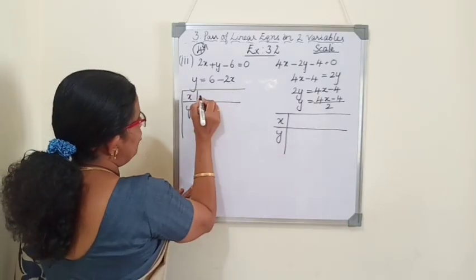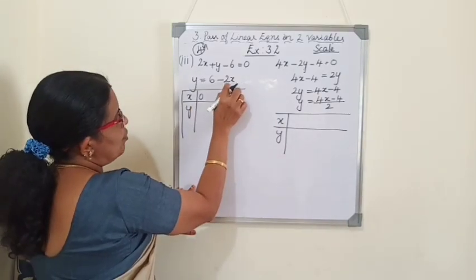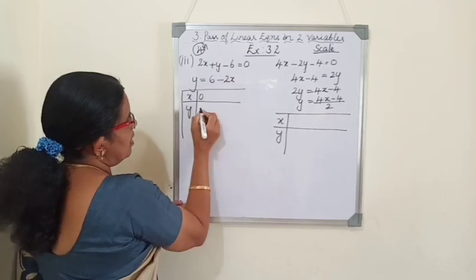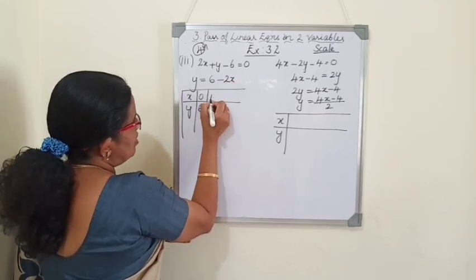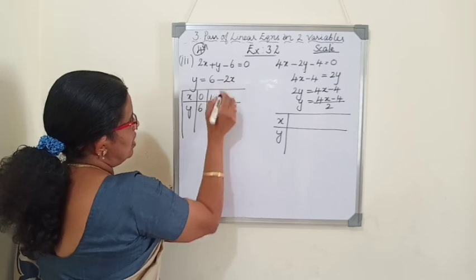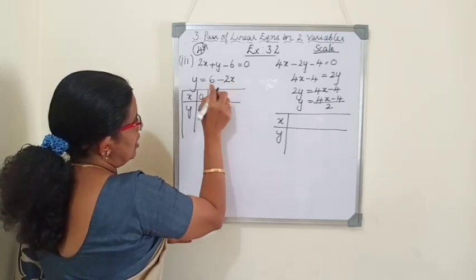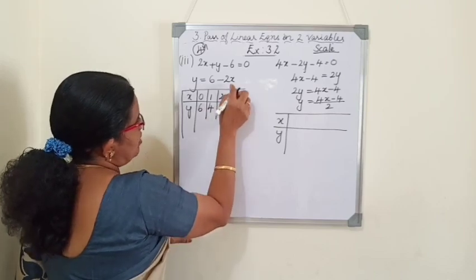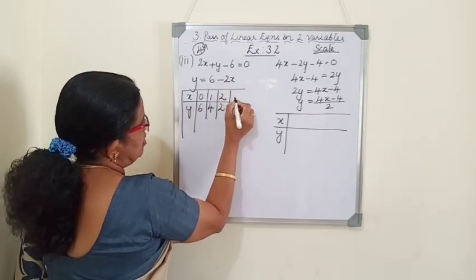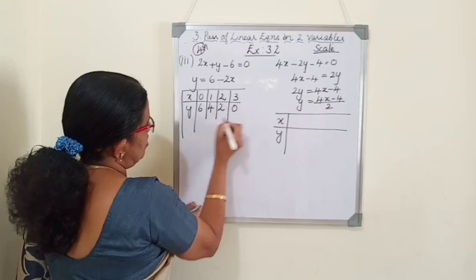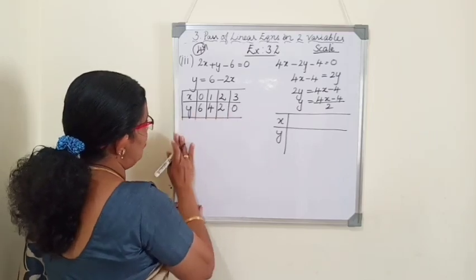Here we will give value for x as first 0. 2 into 0, 0. 6 minus 0, 6. When x is 1, 2 into 1, 2. 6 minus 2, 4. x is 2, 2 into 2, 4. 6 minus 4 is 2. x is 3, 3 2s are 6. 6 minus 6, 0. So these are the values.